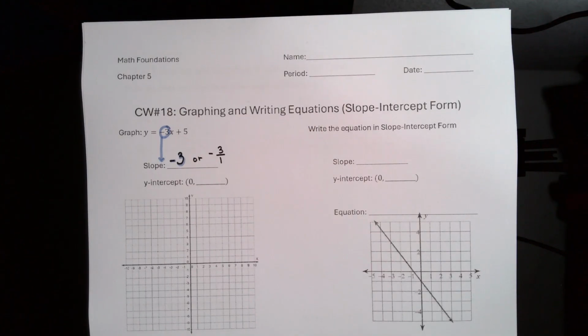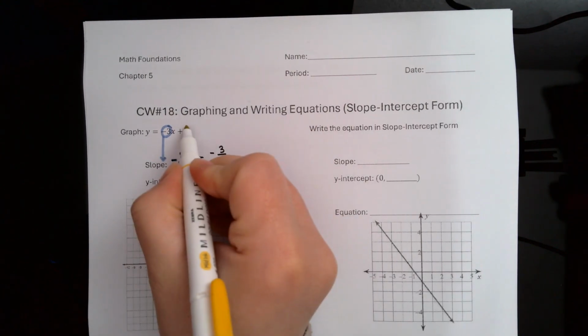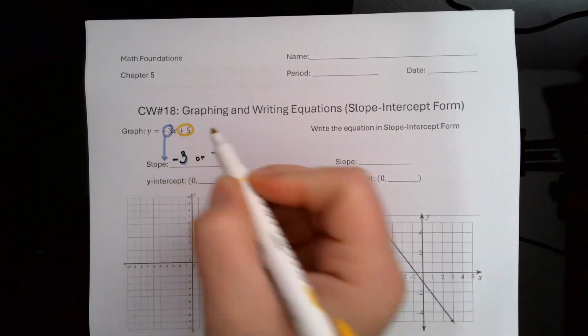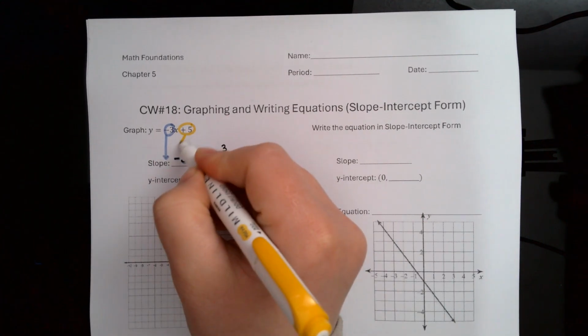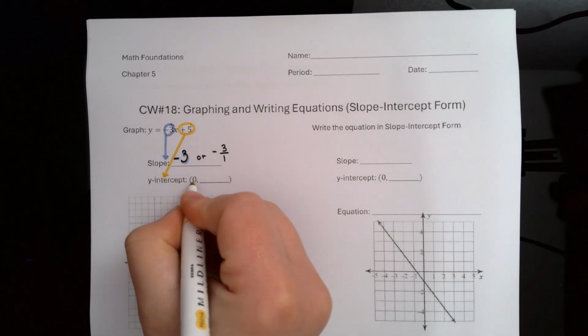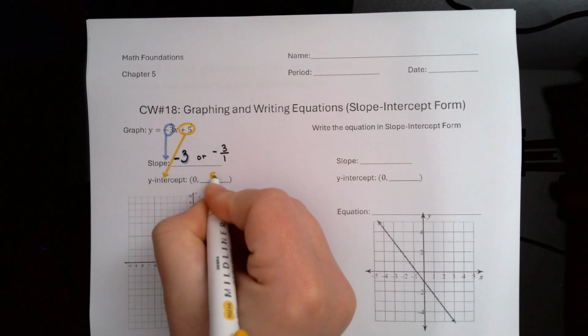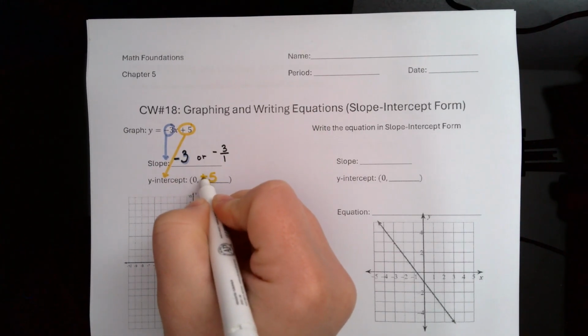The y-intercept is the number with the symbol behind x. So we're not taking x, we're taking the number in front for slope and the number behind for the y-intercept. This number 5 is going to be inside of a point (0, 5). You can even put the +5 here if you'd like.